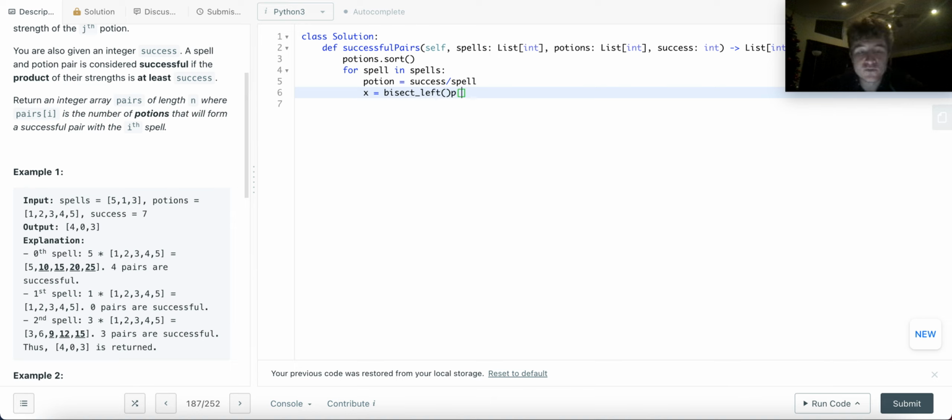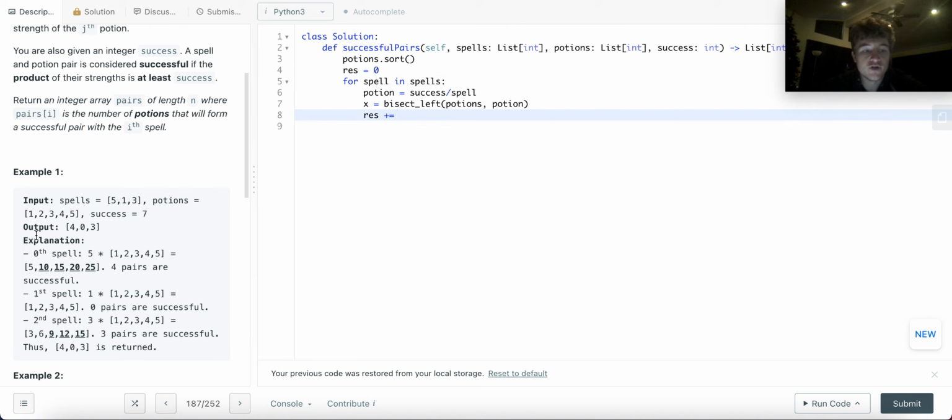What are we going to bisect? Well, we're trying to find the location within potions. And what location are we trying to find? The location of this minimum potion. Okay? And that means we just add to our solution res. And res will just be an accumulation of... Oh, no. It's going to be an array. So we'll append to res, and then we'll return res at the end.